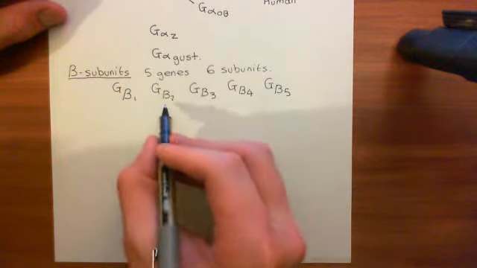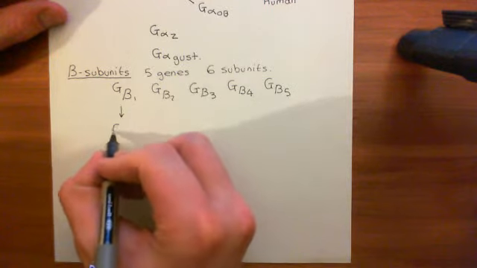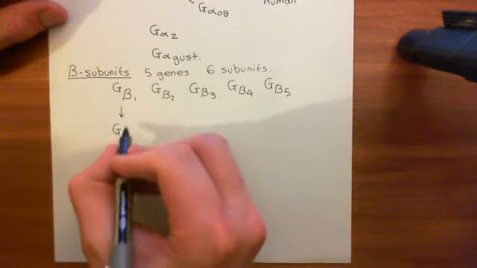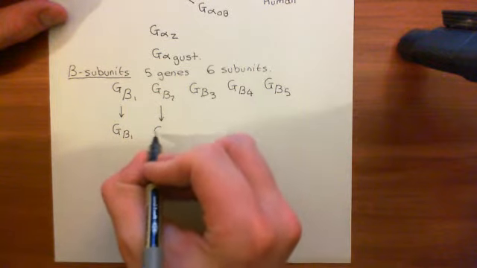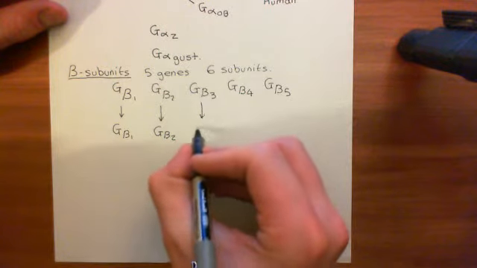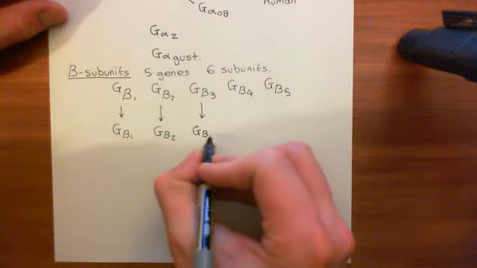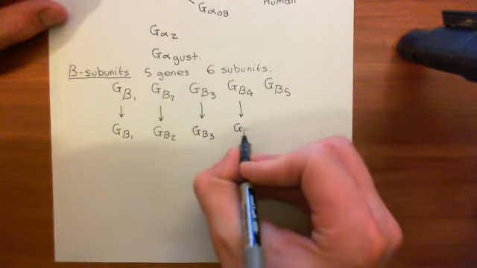Now, most of them just produce one known protein. So, for instance, the G beta 1 gene will produce the G beta 1 protein. The G beta 2 gene will produce the G beta 2 protein. The G beta 3 gene will produce the G beta 3 protein. The G beta 4 gene will produce the G beta 4 protein.